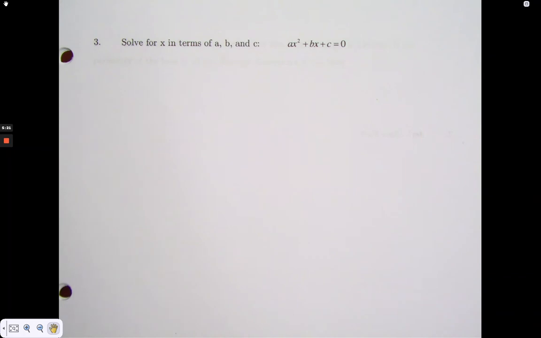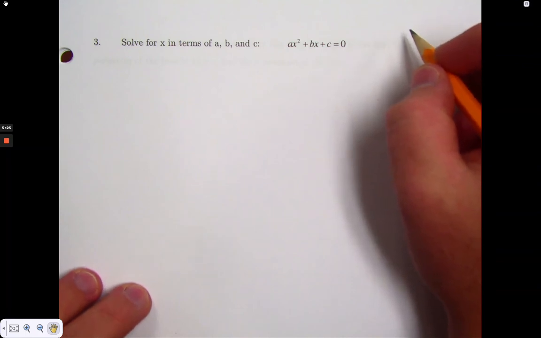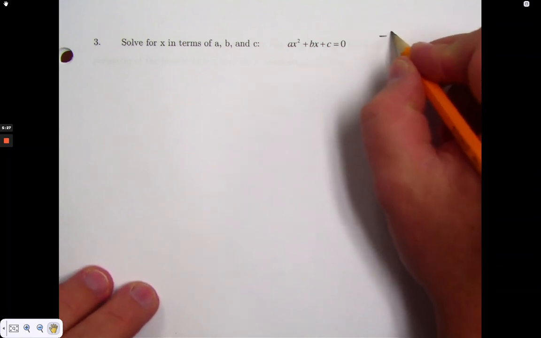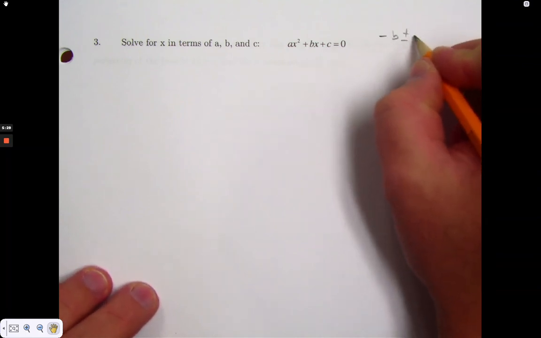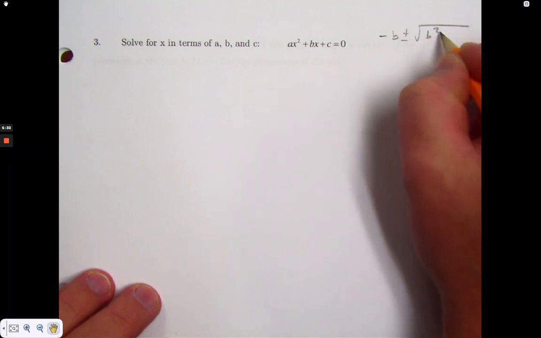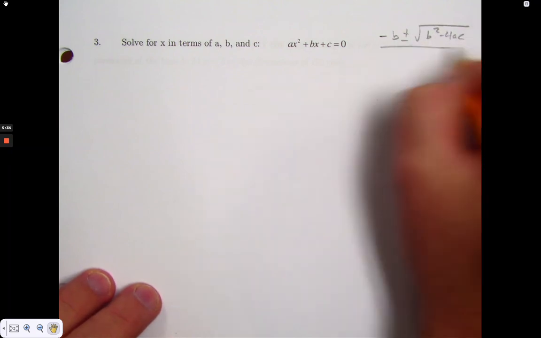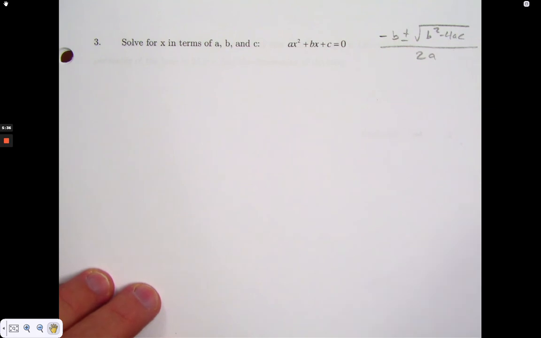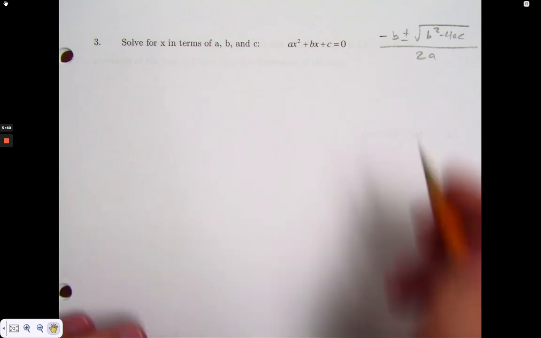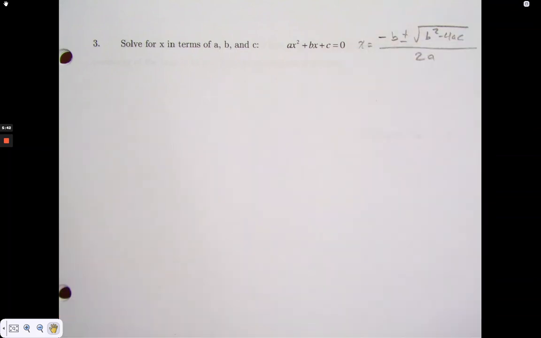We're trying to get to our quadratic equation, which is going to be that negative b plus or minus the square root of b squared minus 4ac all over 2a. So that's what we want to get to eventually. That's what we're looking to get our x equals. It's just going to take some finagling to get there.